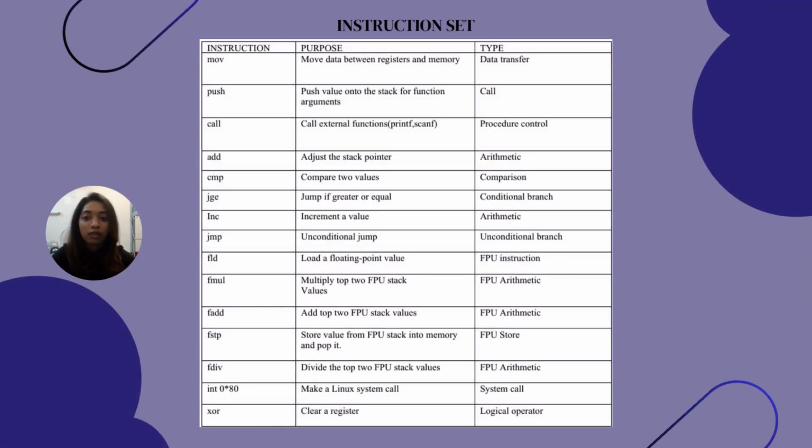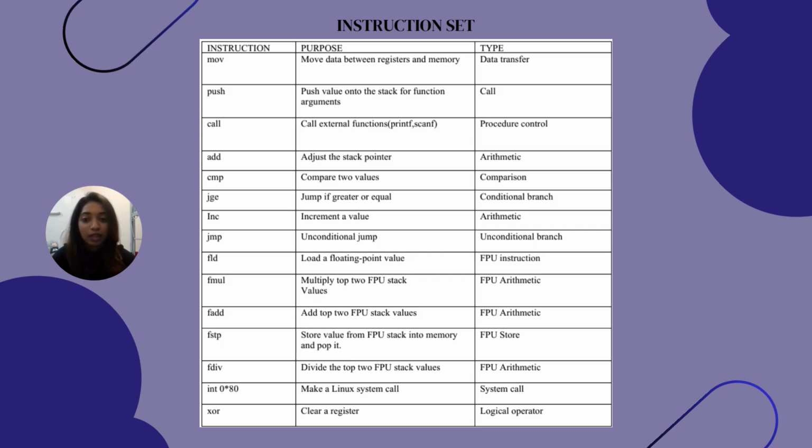Next is about the instruction set. We are using 15 different instructions for this assembly language. First is the MOV instruction. Its purpose is to move data between register and memory. We are using the data transfer type for it. Second is push. Its purpose is to push values onto the stack for function arguments. We are using the stack type. Next is call. To call external functions such as printf and scanf, we are using the procedure control type. Next is add. We use it to adjust the stack pointer. We are using the arithmetic type.